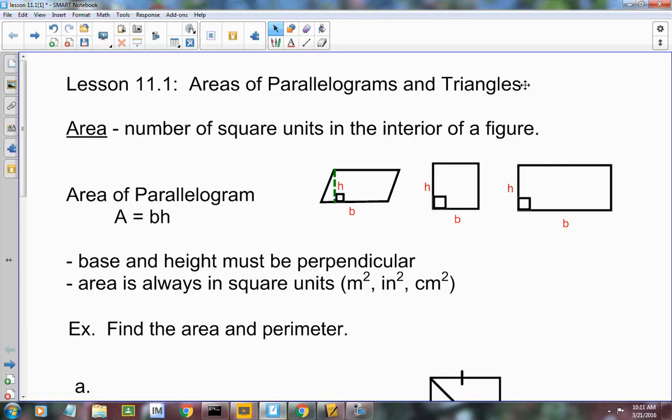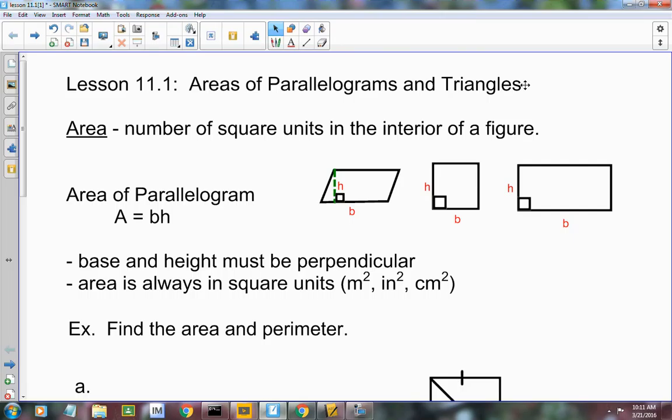And so we're going to start with the area of a parallelogram, and to find that, it's base times height, okay? Your base and your height always have to be perpendicular to each other, and area is always given in square units, like inches squared, meters squared, centimeters squared. And I've shown you several different parallelograms, okay? We have the generic parallelogram, base times height. Again, the base and the height have to be perpendicular to each other.